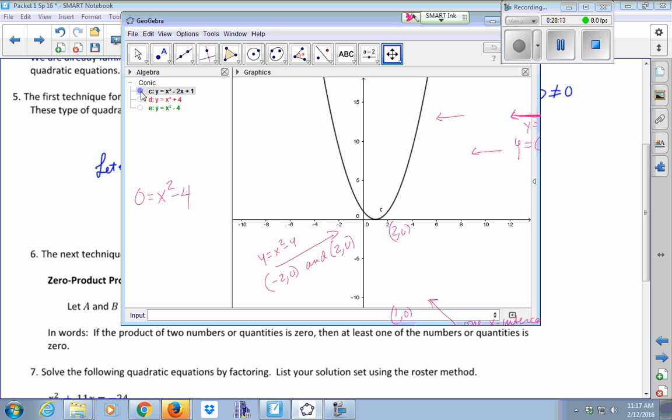Then the other possibility is you could have a parabola that just touches your x-axis at one place, like 1 comma 0. That's a real number. And this is an example of a perfect square. A perfect square, you have two identical factors when you factor it. So you have the same answer.